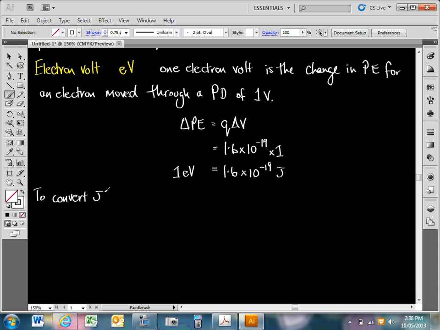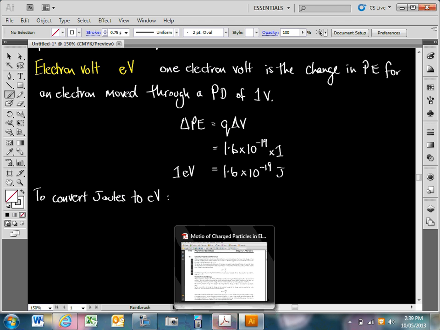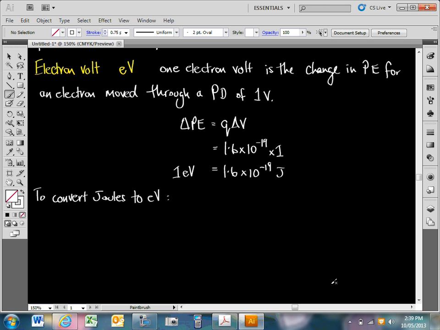To convert joules to eV, can anybody see what you do there? Sorry, what do you do? If I have some number and I multiply it by 1.6 by 10 to the minus 19, I make it quite a small number, don't I? So, joules to eV, divide. In writing this, I stuffed this up before. Divide by 1.6 by 10 to the minus 19.